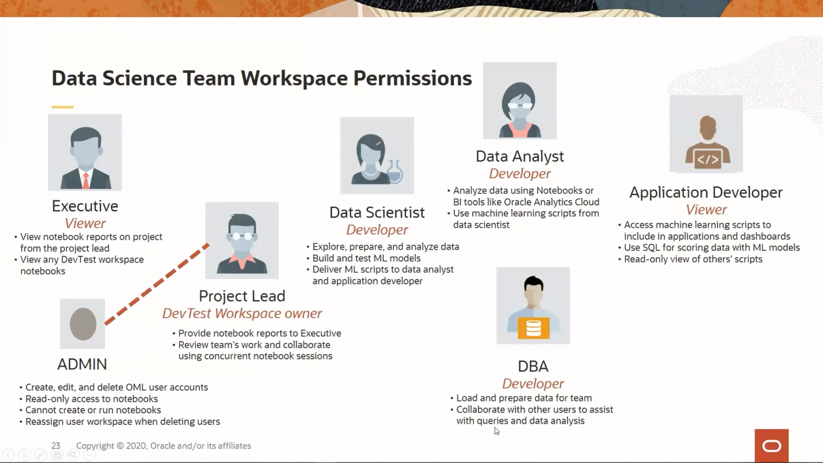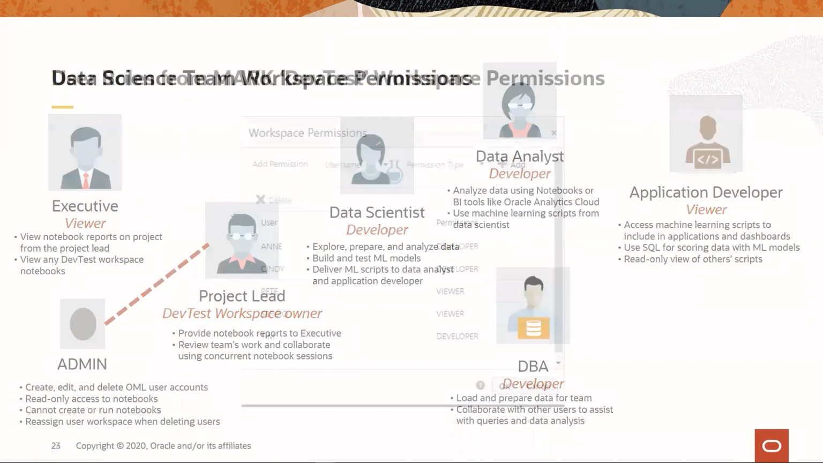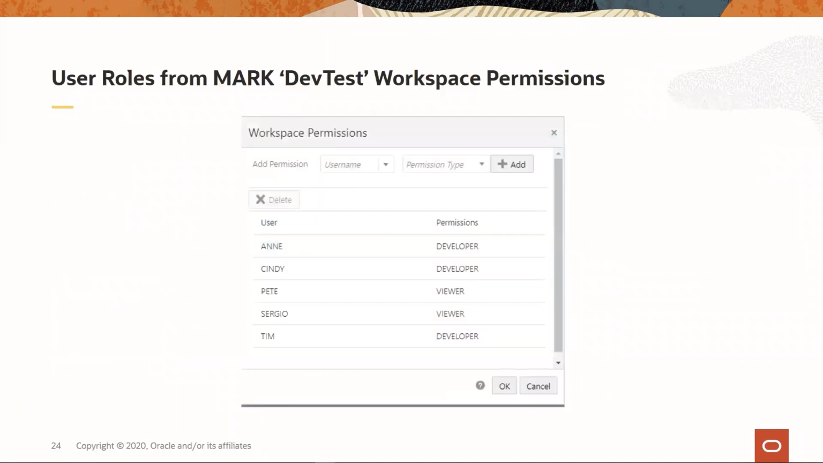The DBA, on the other hand, is going to load and prepare data for the team, make sure that everyone has access to that, and perhaps collaborate with other users to assist with queries and data analysis. And then finally, the application developer is going to use the scripts that are provided in applications and dashboards, supporting whatever this data science team is tasked with doing. And they really only need the read-only view of the other scripts because they're not necessarily modifying them. They're simply taking them and using them in a deployed scenario. Now, if we look at the user roles from the Mark DevTest workspace permissions, we see how we've assigned those.